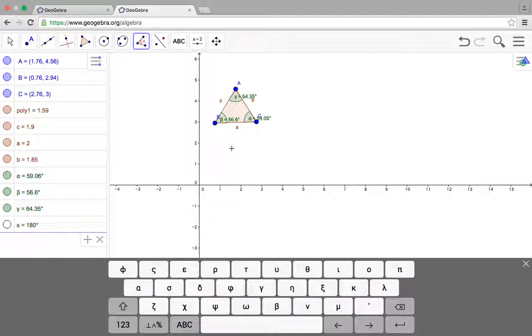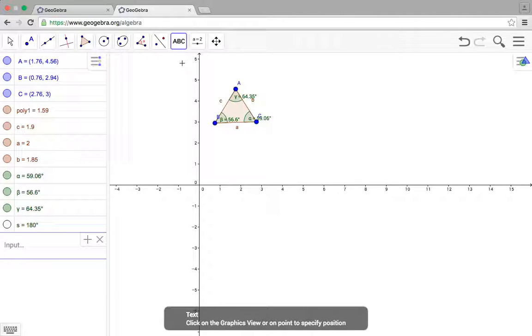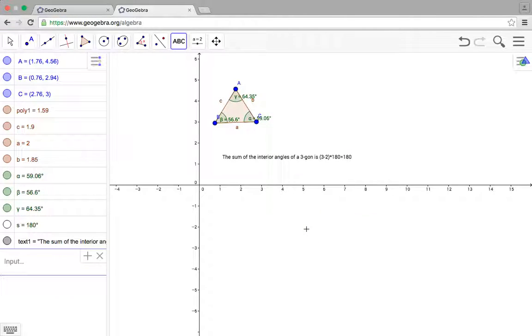So we can write here, and you will go to text, and then that should bring up a box. And let's write that the sum of the interior angles of a 3-gon is, according to our formula, n minus 2, which is 3 minus 2 times 180 degrees, which is just equal to 180 degrees. So the formula works for the base case. Let's go to the next case.